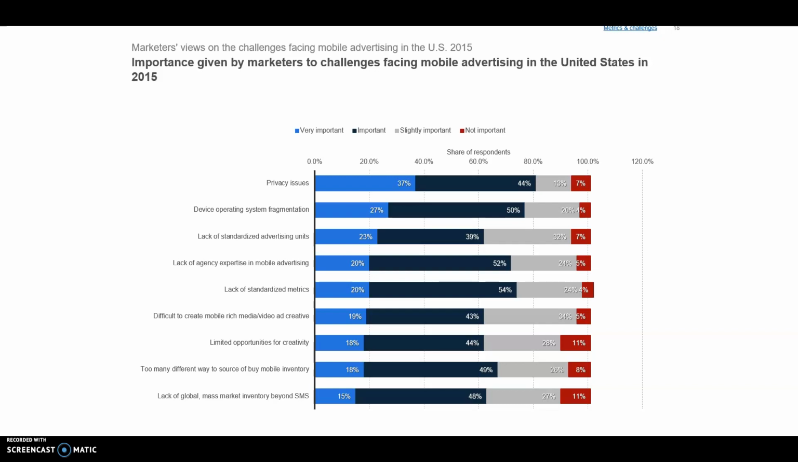Is it really an impression? Difficult to create video and rich media. Limited opportunities for creativity. Too many different ways to source. Lack of global mass market.